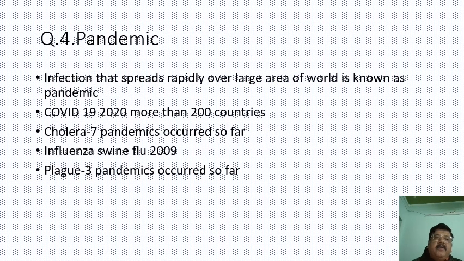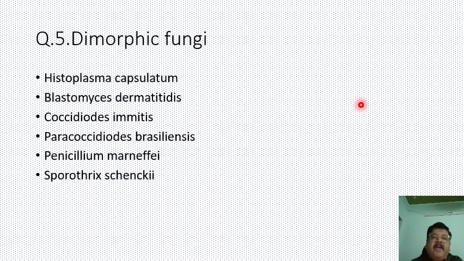Pandemic. Next question. An infection that spreads rapidly over a large area of the world is known as a pandemic. So all of you know COVID-19 in the year 2020, more than 200 countries were involved. Then cholera, a seventh pandemic has occurred so far. Influenza, swine flu in 2009, H1N1 was there. Then plague, three pandemics have happened so far. Then dimorphic fungi, enlist the dimorphic fungi.